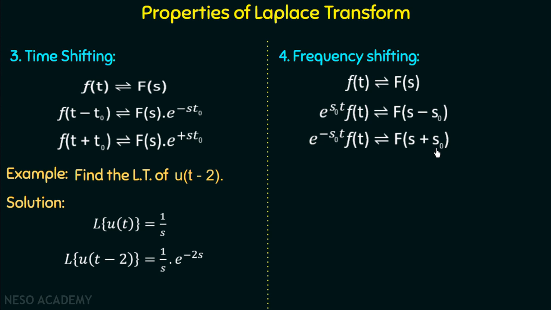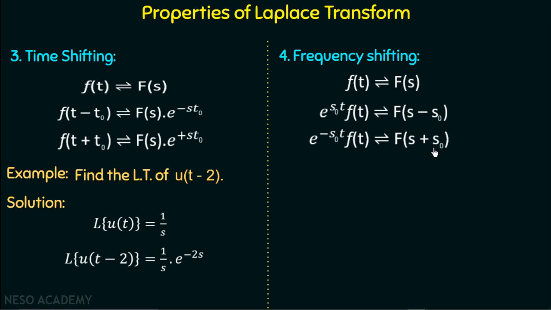So we can say that shifting in the frequency domain results in exponential multiplication in the time domain with an opposite sign. We can remember this property like this. If e to the power s naught t is the factor which is multiplied in the time domain of the function, then we need to replace s by s minus s naught. Similarly, if e to the power minus s naught t is the factor which is multiplied in the time domain, then we need to replace s by s plus s naught.